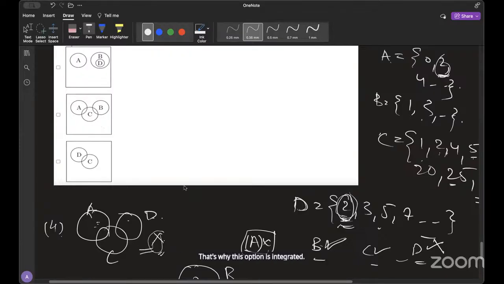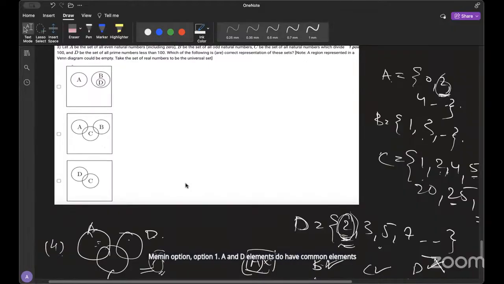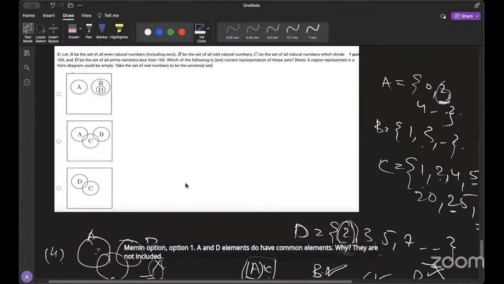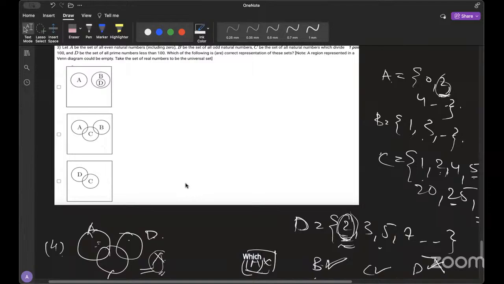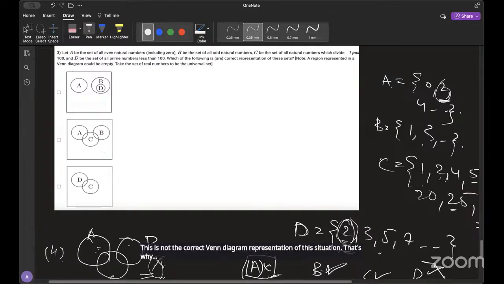Okay. Ma'am, in option 1, A and D do have common elements, so why are they not included? Option A is incorrect. This is not the correct Venn diagram representation of this situation. That's why you will see inconsistencies here in the diagram.